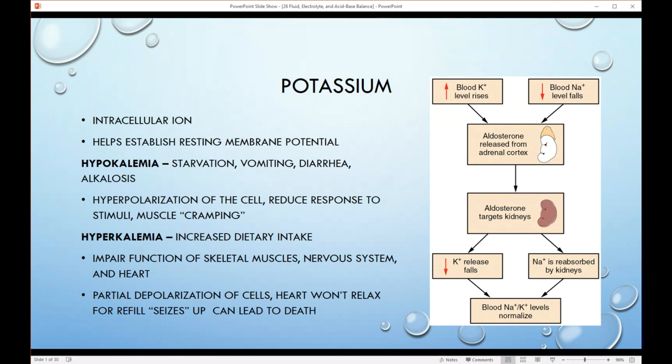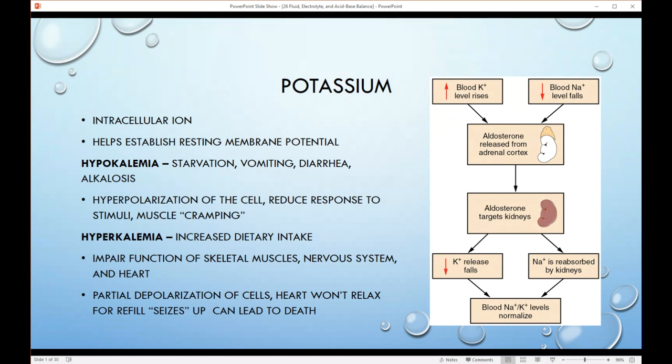So when it's hyperpolarized, that means that we can't move our ions the way that we want to. It can cause us to have some muscle cramping. Maybe you've experienced like a Charlie horse before, and people tell you to eat a banana because bananas have a lot of potassium. Okay. Hyperkalemia is when we increase our dietary intake. So we have a lot of potassium.